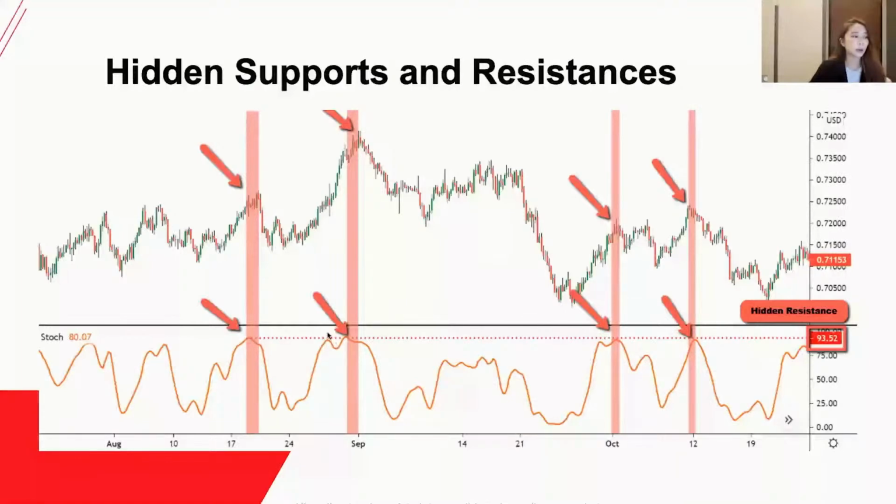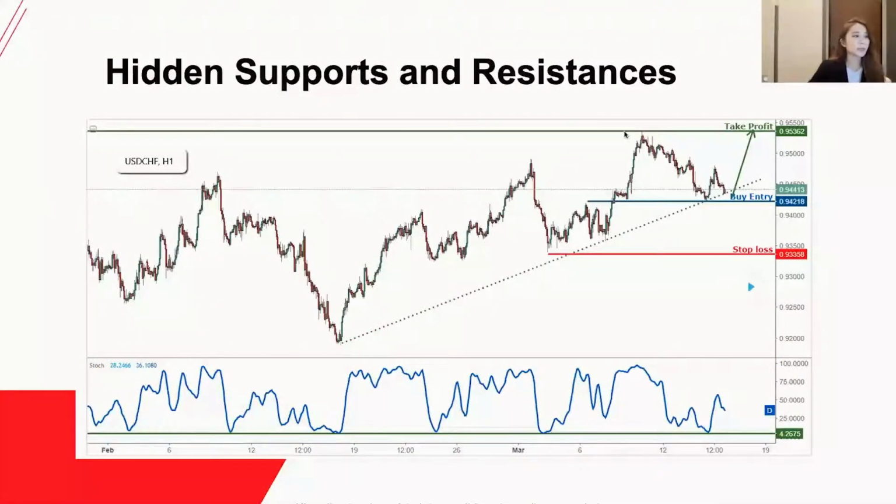In this case, we can see the 1, 2, 3, 4 touch points on the peaks of the graph. All right, on the four touch points, they are all in line and forming a new hidden resistance of 93.52. We are also looking at the actual chart of dollar franc in the H1 time frame. We can see that it's a very nice upward sloping trend. We can also see that these touch points, I would need my pen, could also relate to the chart right now.